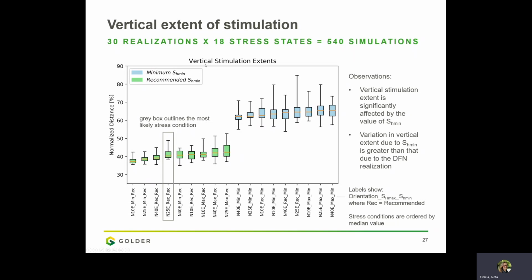You can see that for this vertical stimulation extents, SH min is quite important. The variation in the vertical extent due to the choice of SH min, the gradient in SH min, is greater than that due to the choice of the particular DFN realization. The particular DFN realization here, you've got this range, but the difference between these two sets is even bigger. So that's an important realization that we would really like to spend more time pinning down this SH min gradient, because it's going to have a very big effect on the simulations that are looking at hydraulically fracturing the toe of that well.